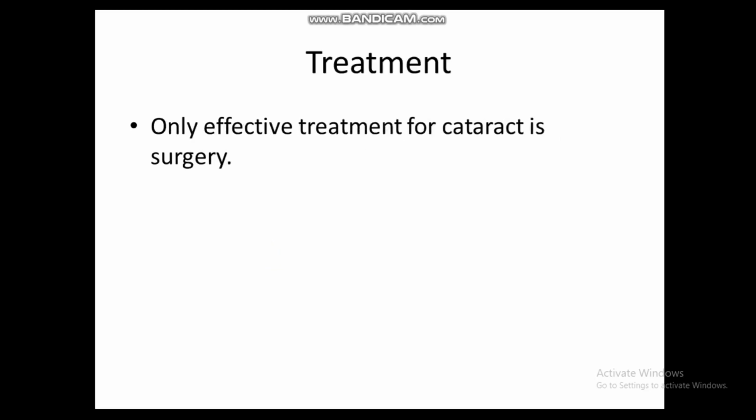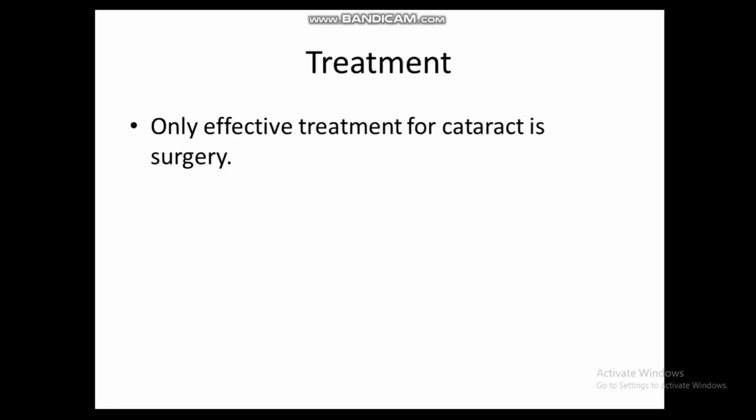The only effective treatment for cataract is surgery. Other treatments are there, but they are not effective. During this surgery, the natural lens that has become cloudy is removed, and an artificial lens is used as a replacement for the lens.